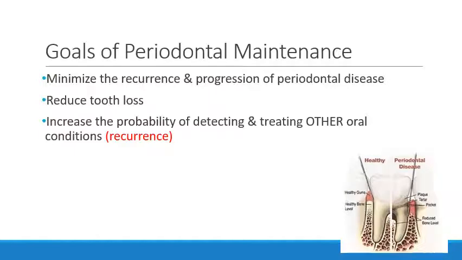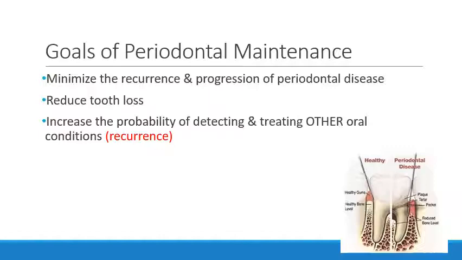In the previous slide, I said we perform perio maintenance when our patient isn't exhibiting active decay. I meant active disease. So we're looking for signs of inflammation and bleeding on probing. Once your patient seems stable, that's when we would put them on that periodontal maintenance protocol.